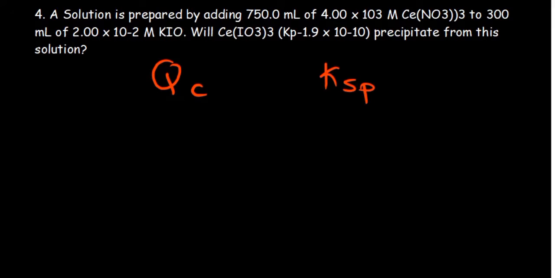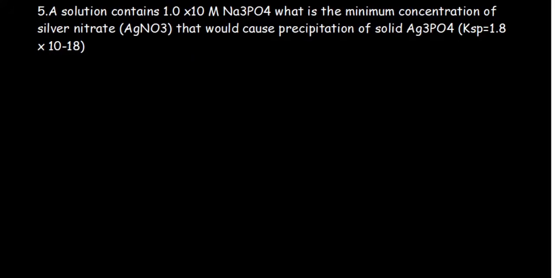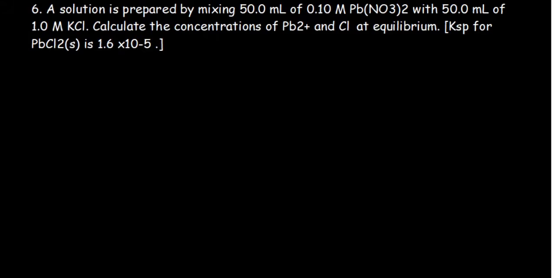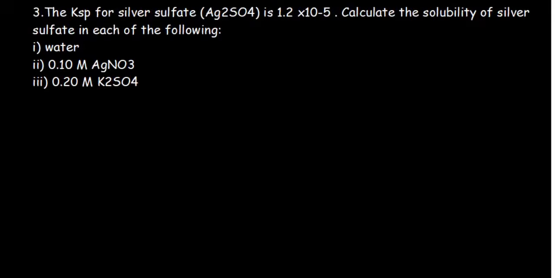Question 5 is another question on precipitation. Question 6 is almost dealing with precipitation, except we are trying to determine the concentrations at equilibrium. Question 7 focuses on determining the pH. So these are some of the things that we're going to cover in this tutorial.